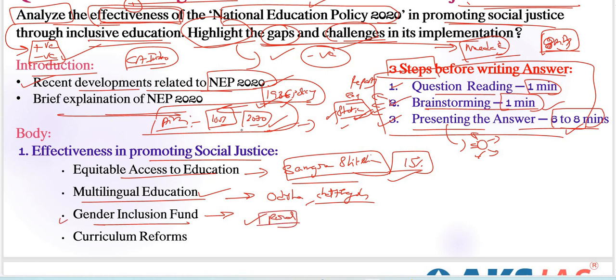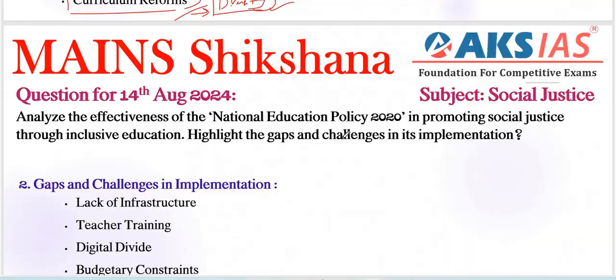Very, very important point. Gender inclusion fund also is there. Next, curriculum reforms also very, very important criteria. The revised curriculum also emphasizes the importance of inclusive practices, helping students understand and respect diversity. Here we have our Indian cultural diversity or linguistic diversity. We need to follow our curriculum reforms. Here NEP 2020 also proposes a curriculum that is free from biases and stereotypes. That is the main essence of our NEP 2020.